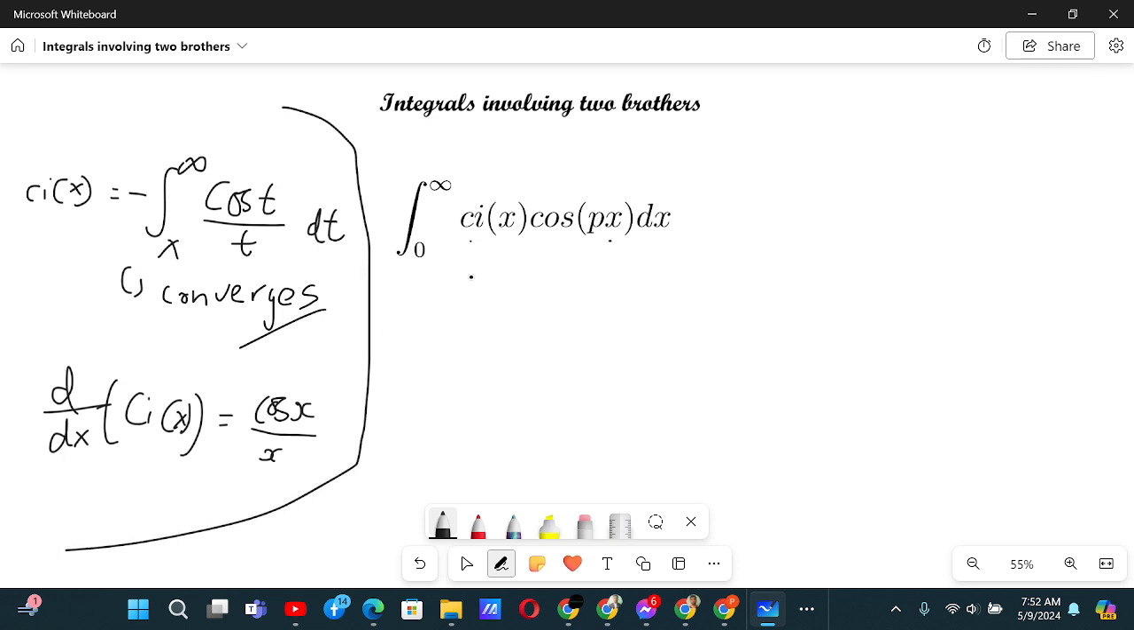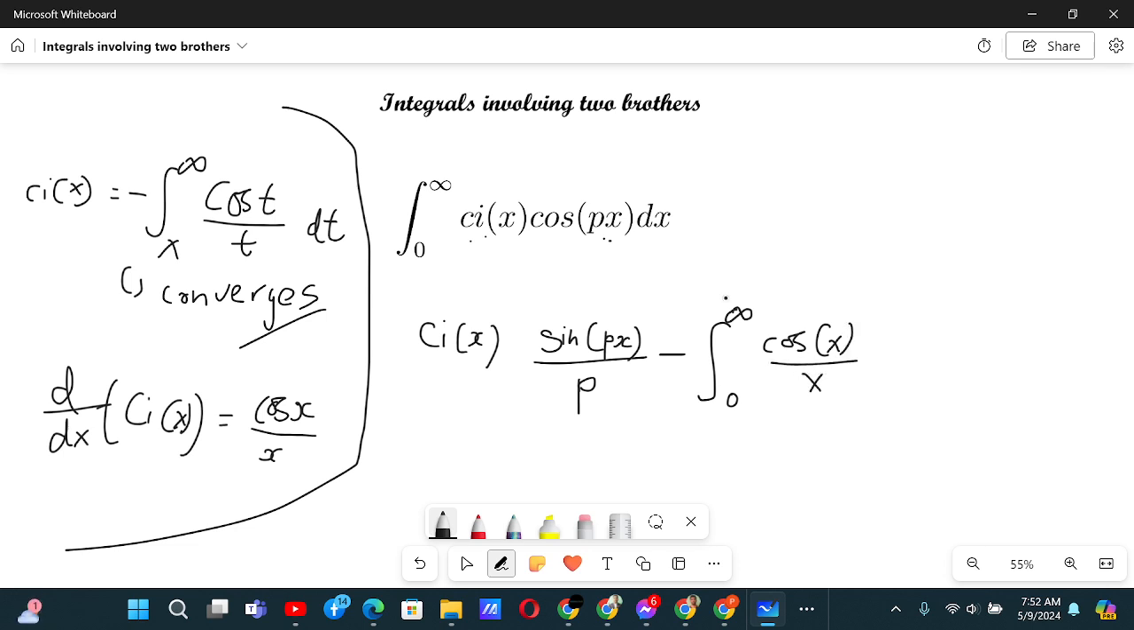We have this integral. Now the way we can simplify it is using integration by parts, with this as u and this as v. So we have Ci x, and the integral of cos px is sine px by p, and then minus the integral from 0 to infinity. The derivative of the Ci function is just cos x by x, as I told earlier, and its integral will just be sine px by p dx. And now this goes from 0 to infinity.